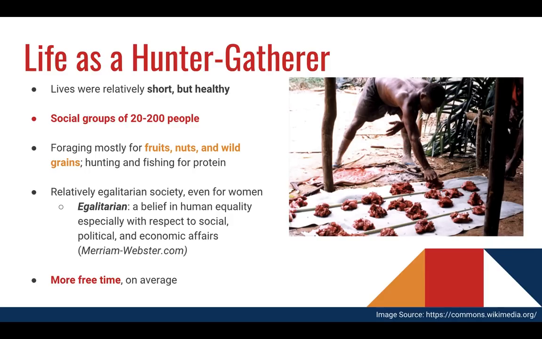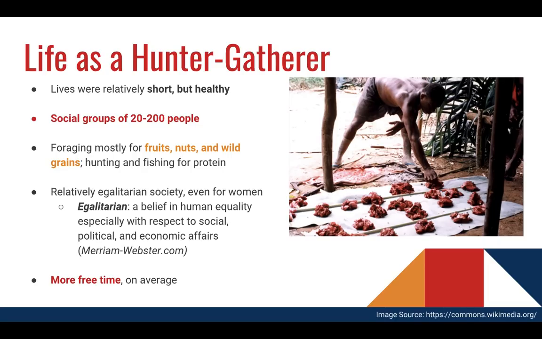You would have lived in a social group of somewhere between 20 and 200 people, somehow connected in a kinship bond as a clan, and you would have spent some of your day foraging for fruits, nuts, or wild grains, or perhaps hunting and fishing for protein. It was the gathering of plant food that was actually much more productive for hunter-gatherers, and so that would have been the majority of your diet, but hunting and fishing would have supplemented it.